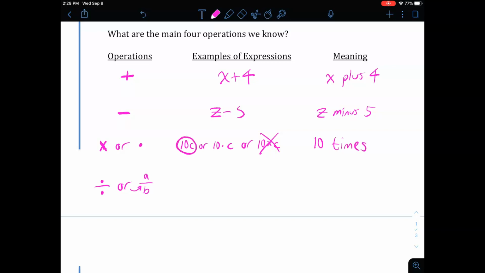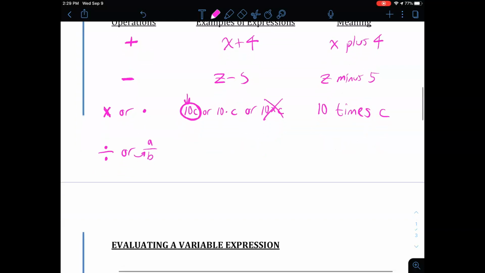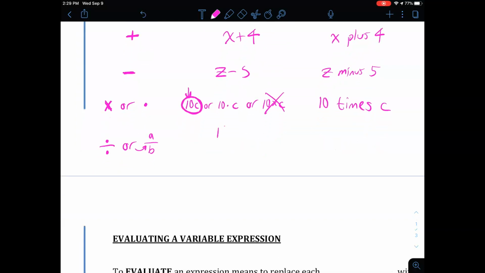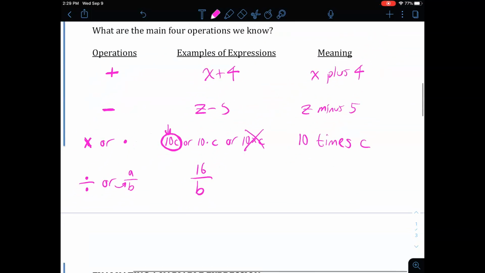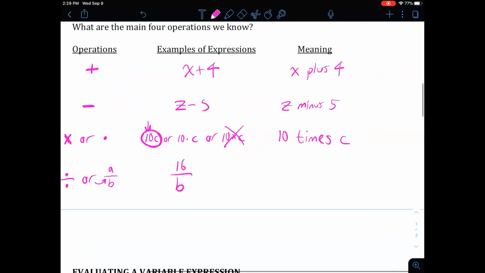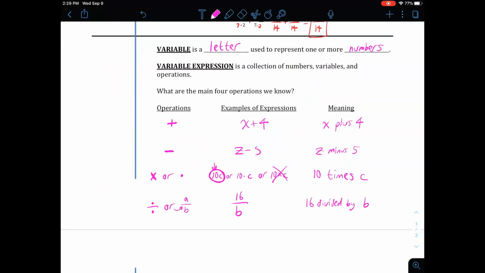So what I would encourage you to do is try to get in the habit of just smushing them together like this. Usually we put the number in front. Number goes in front, and then we just smush them together, 10c, instead of 10 times c or the little x there, okay? All right, last one we did, I just did 16 over b. I wish I could get your input on this stuff here, but it's kind of a one-way video, so obviously that's not going to work. All right, and this literally means 16 divided by b.